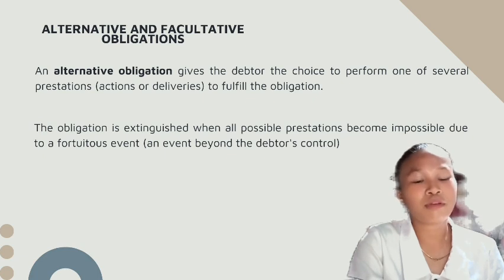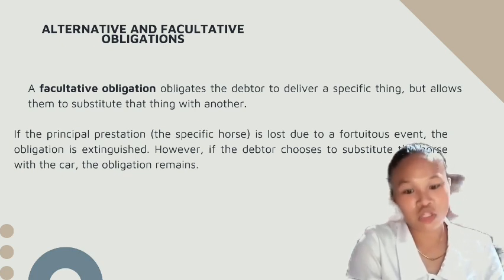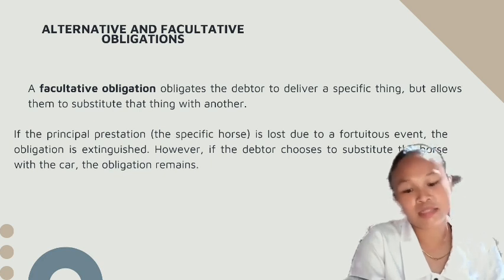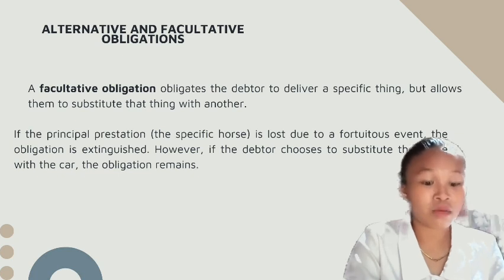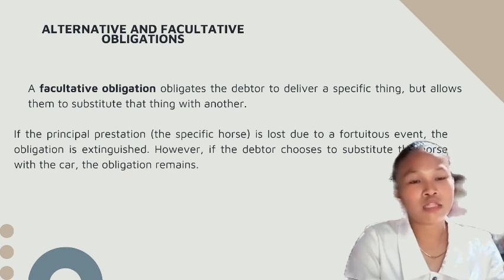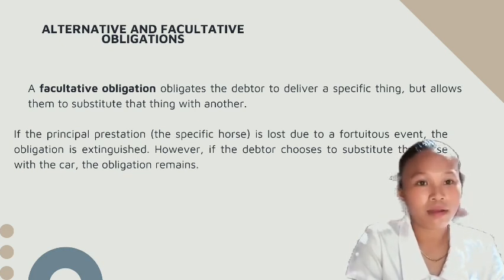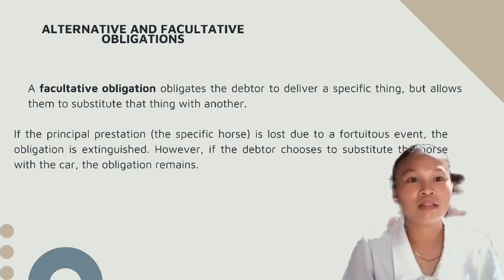Then for facultative obligation, my example is this. For example, Bain owes Billy a car. The facultative obligation here is that the debtor is obligated to deliver the car, but he can choose to deliver a motorcycle instead, even though the motorcycle was not originally part of the agreement. So, what I mean is that the facultative can be substituted with another. That's all. Thank you.